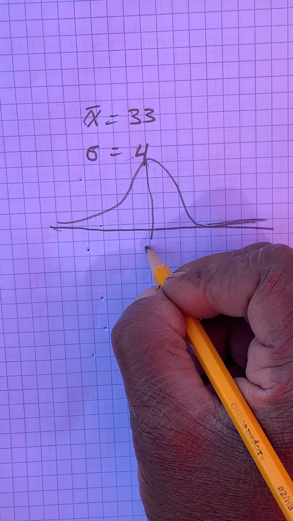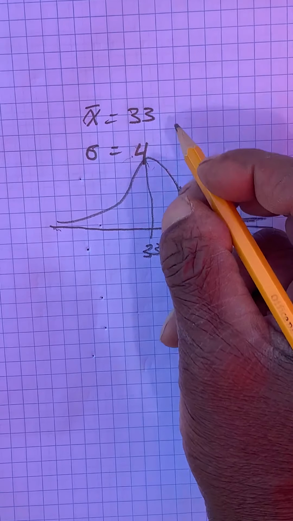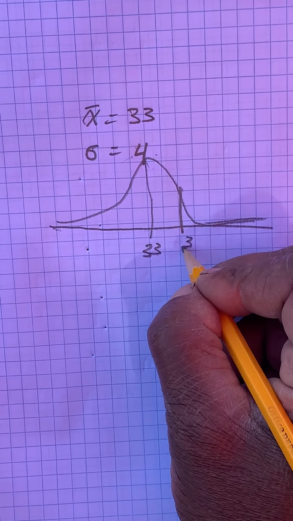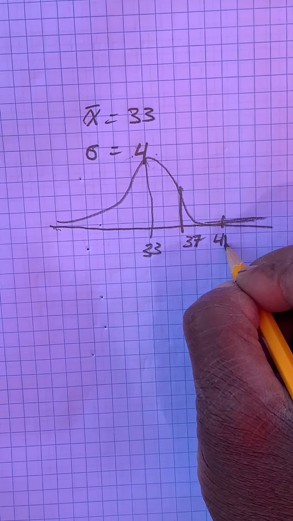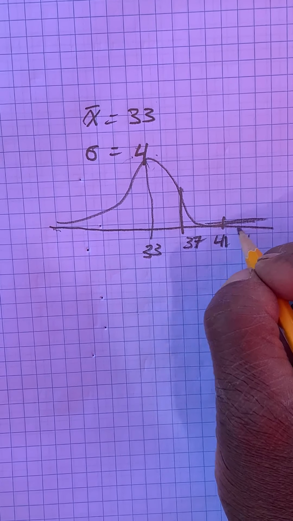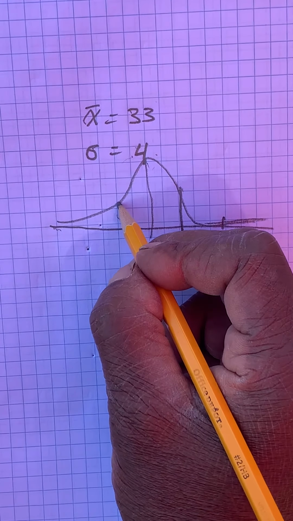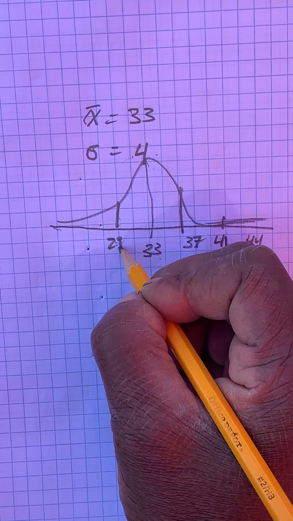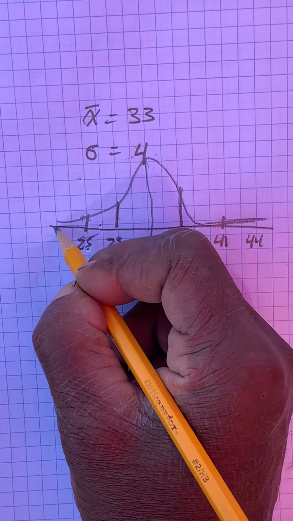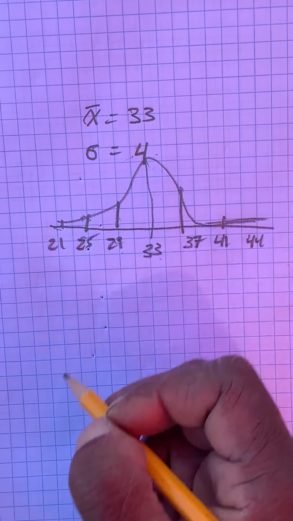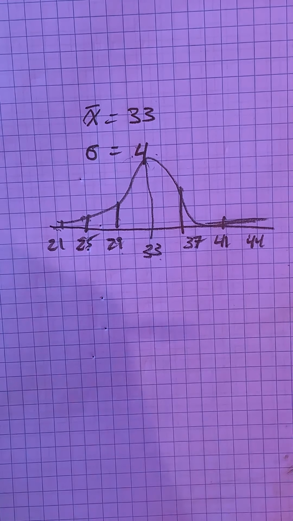It's telling us that our x bar is 33, that our first standard deviation is 33 plus 4, which is 37, the second standard deviation would be 37 plus 4, which is 41, the third would be 41 plus 4. Then the other way around, 33 minus 4 is 29, and 29 minus 4 is 25, and 25 minus 4 is 21.